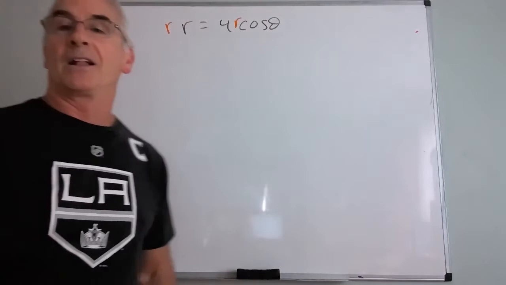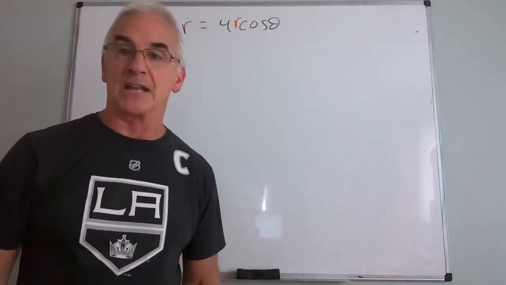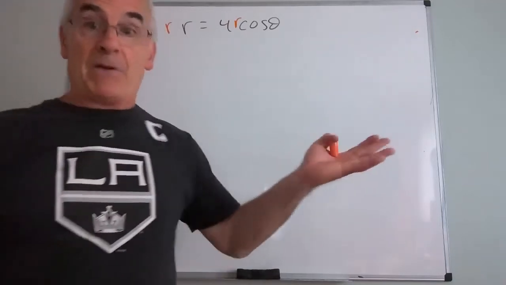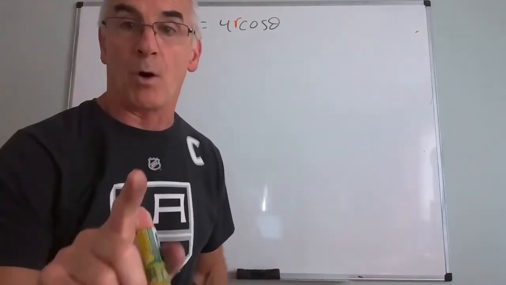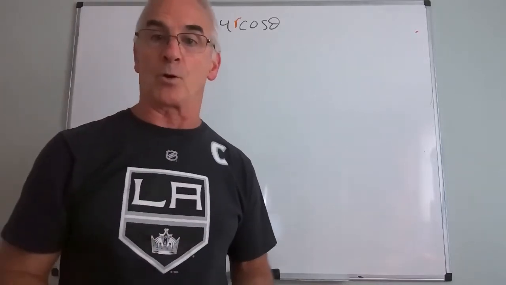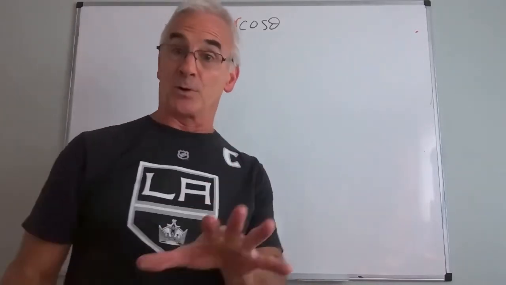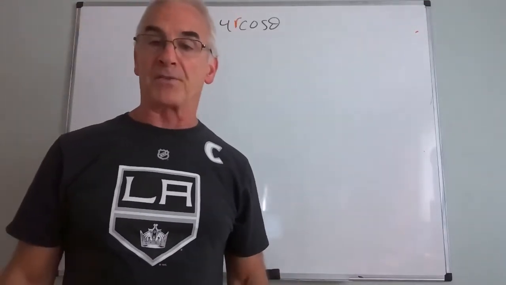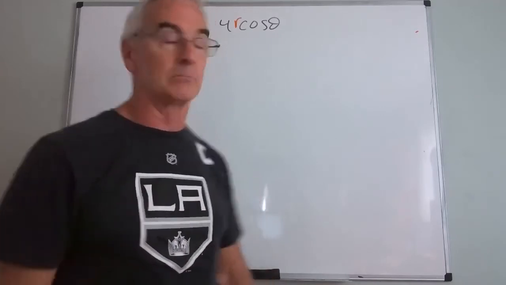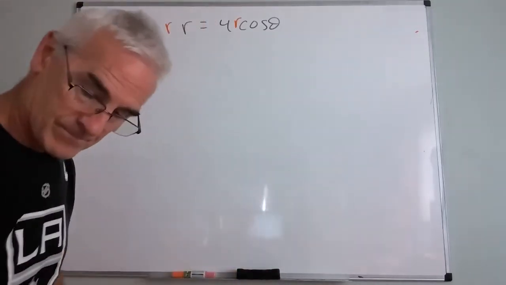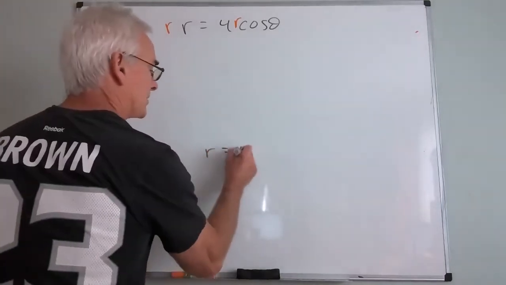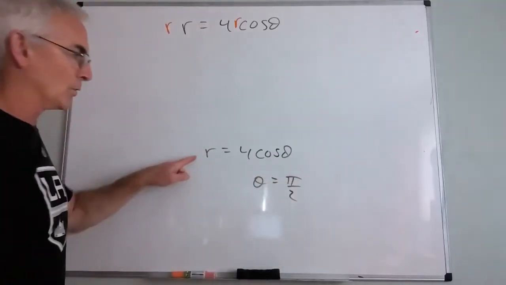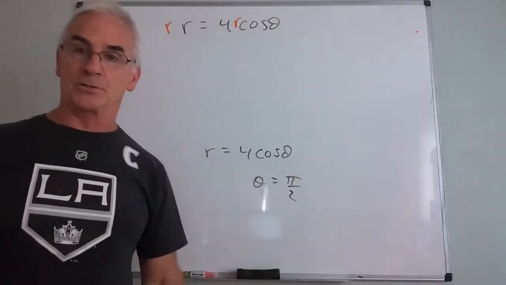Now, did I just completely change the nature of this statement? Did I just introduce stuff that isn't there? Have I made an entirely new problem? Only if R equals 0 was not already possible. Here's what I mean. In the statement, R equals 4 cosine of theta, are there values of theta where R would equal 0? Yeah, definitely. What if theta was pi over 2? Start with a simple one. Wouldn't R equals 0 therefore be a solution?